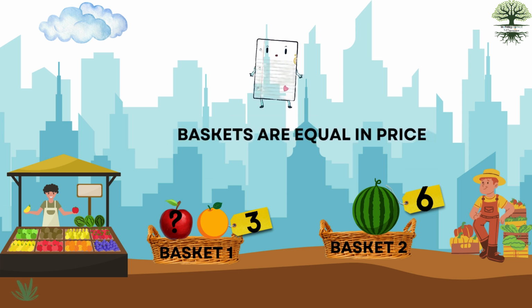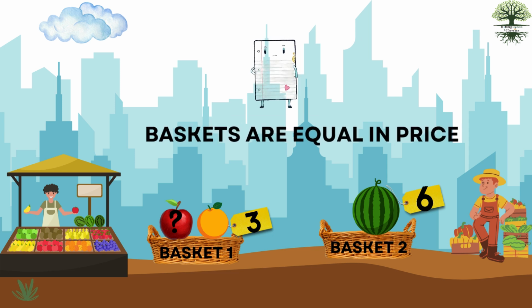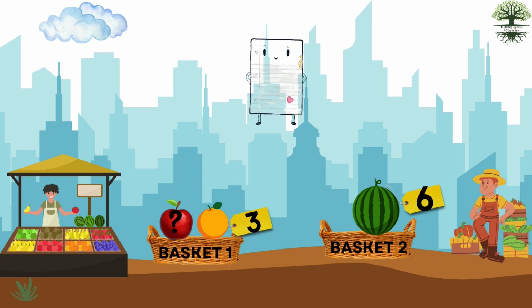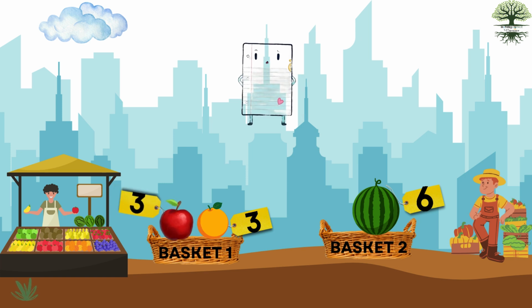1 orange equals 3 units. 1 watermelon equals 6 units. Let's think. If the price of 1 apple plus 1 orange is 6 units, and the orange costs 3 units, we can subtract the orange's price. 6 minus 3 equals 3. That means the price of 1 apple is 3 units. Awesome work! By removing identical items and comparing the remaining pieces, we found the price of an apple using logic.